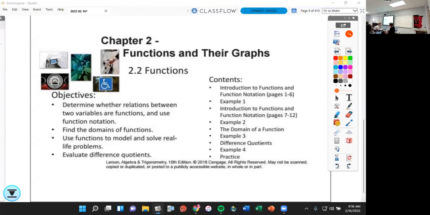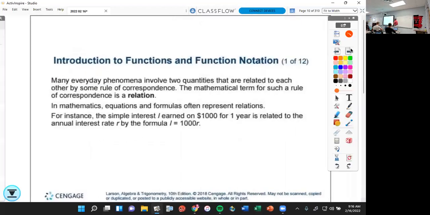Section 2.2. So we're gonna do 2.2, then we're gonna jump up to 3.1, then we're gonna come back to 2.3. We'll talk about functions and relations here. We're gonna talk about functions versus function notation. What's function notation? What's the difference between what a function looks like in function notation? f of x, right? As opposed to y equals, right? We know that.